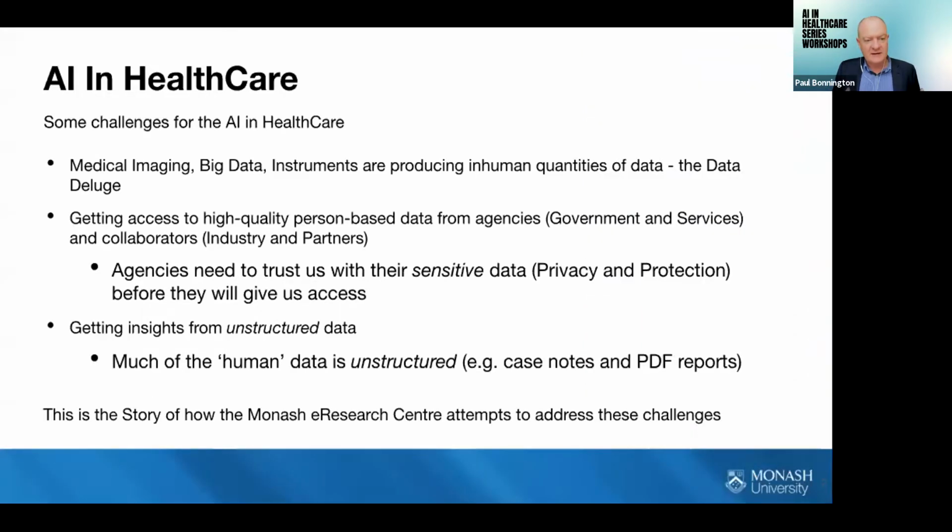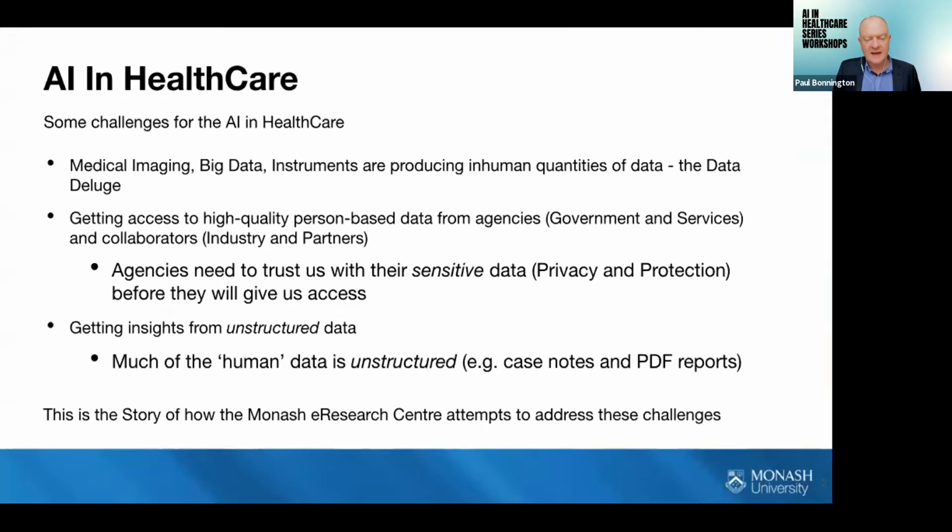So some of the challenges we face in AI in healthcare is, well, medical imaging in particular is producing huge amounts of big data. We're riding the exponential curve of data in terms of what we're producing. The amount of data that we've collected at the Monash eResearch Centre has been growing at a compounding rate of 75% per year. We're up to around 25 petabytes of data that we're responsible for.